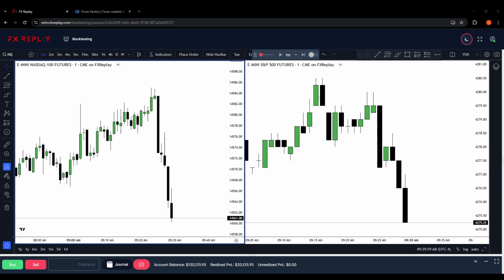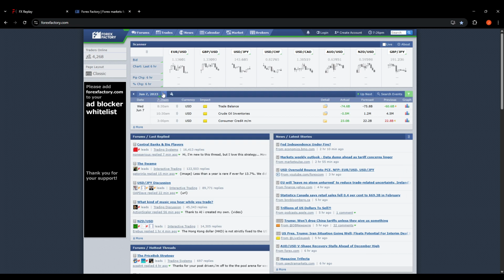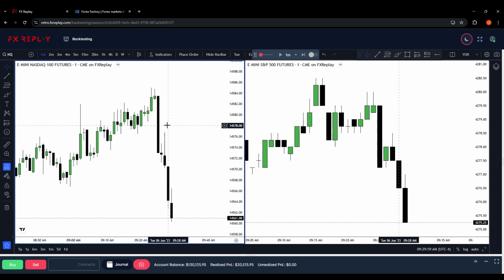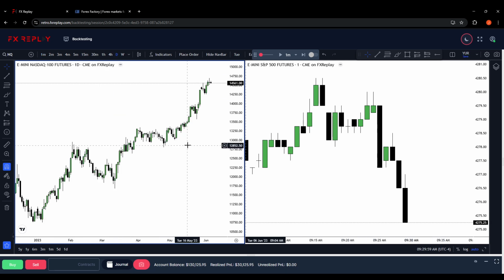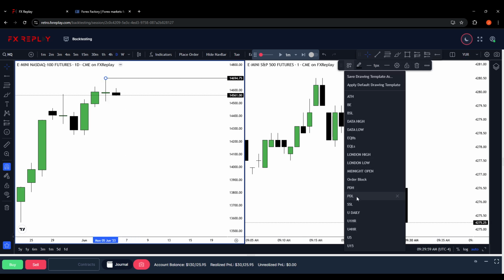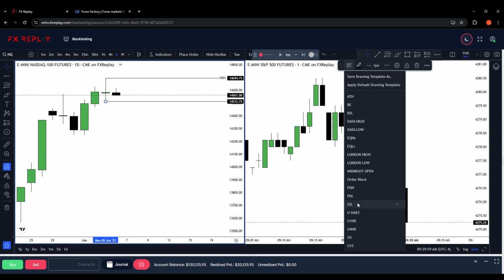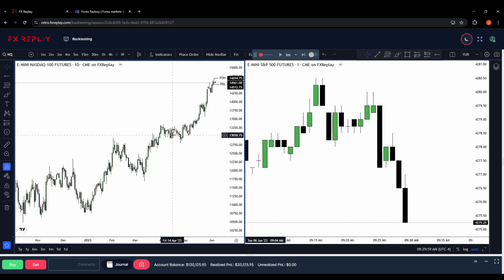All right, April 25th, 2025. Gonna backtest 2 days here. Tuesday, June 6th, Wednesday, June 7th. Both days we do have no news. Gonna hop into the higher time frame. Mark out previous day's high. Mark out previous day's low. And after that, I'm gonna hop into the 4-hour.